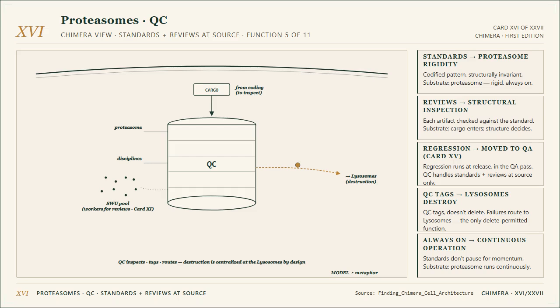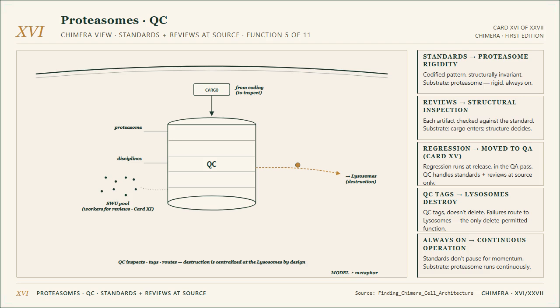Card 16, Proteasomes, QC. This is QC, the cell's standards, reviews, and regression function, zoomed in from the company view on cards 10 and 11. The proteasome dominates the center, a stacked barrel of rings, rigid, always on, structurally invariant. Standards live in its rigidity. Cargo enters from above. Every artifact built in the coding compartment passes through here before it can proceed to QA. The proteasome inspects. Inside, 3 disciplines run on the same substrate.